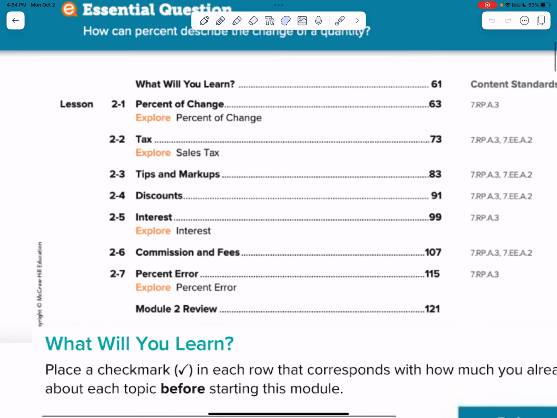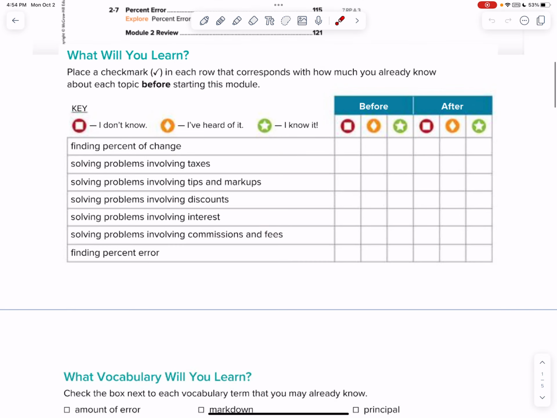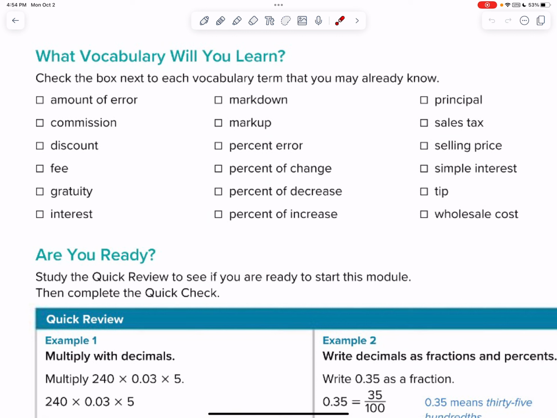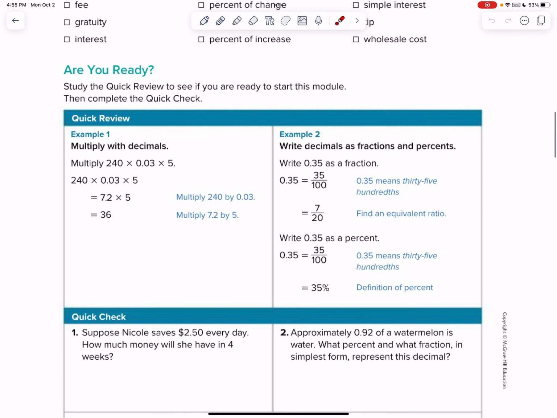Taking a look at the entire module, you can see that we're going to be figuring out percent of change, tax, tips and markup, discounts, interest, commissions and fees, and percent error. A lot of real life application concepts, which is really neat. Vocabulary-wise, some vocabulary that maybe looks familiar to you, and maybe some that aren't, like simple interest, or maybe wholesale cost, or maybe some of these look familiar, just not sure what to do with them. Okay, all right. Let's go ahead and take a look at our lesson today.